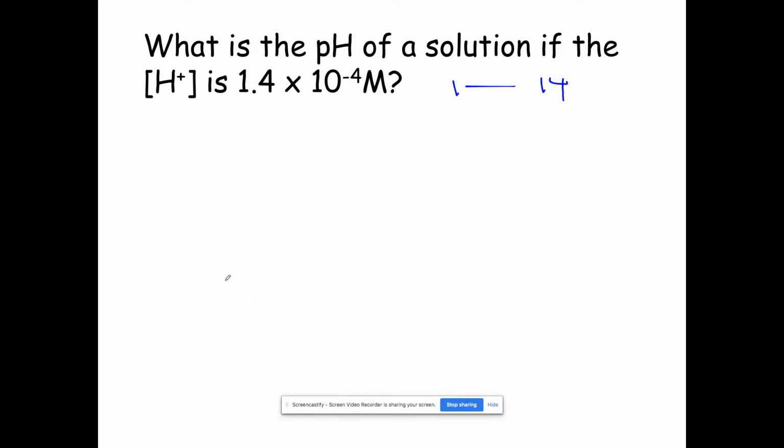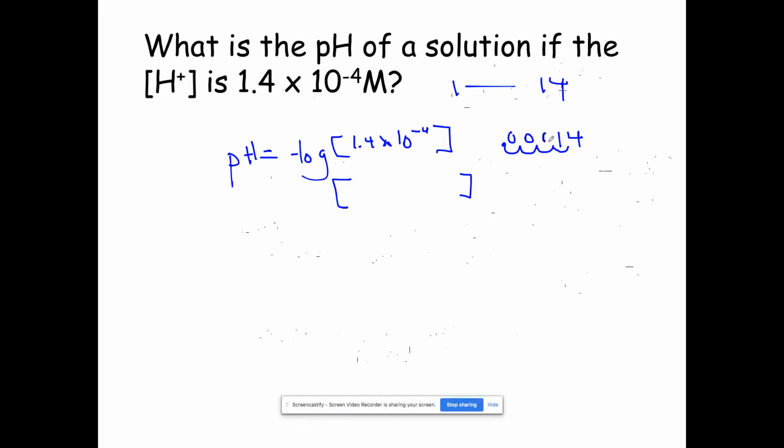What is the pH of a solution if the H plus concentration is this? Okay, so pH equals negative log of the H plus concentration, which is 1.4 times 10 to the minus 4. Here's some good scientific notation practice. Because everybody's afraid of scientific notation, let's put it in the long form. So negative 4 means a number smaller than 1. Here's my decimal place. So I move the decimal point to the left 1, 2, 3, 4 spots. So that's 0.00014.